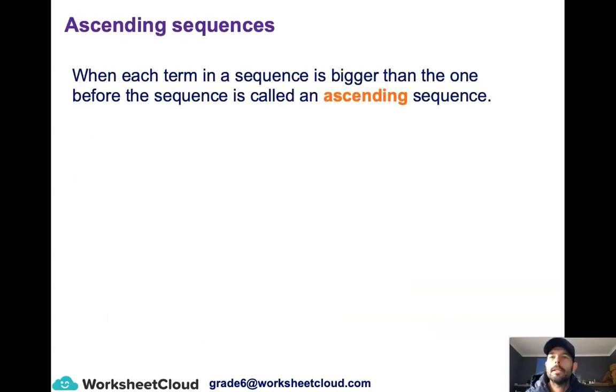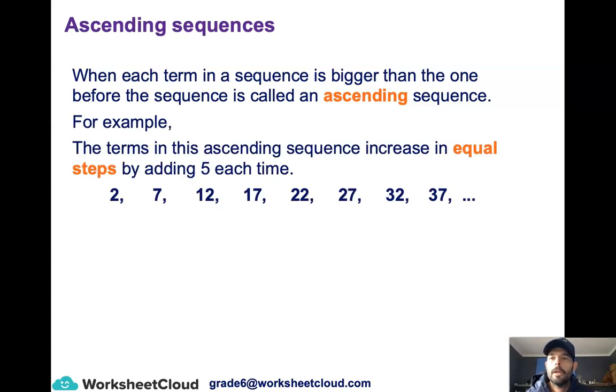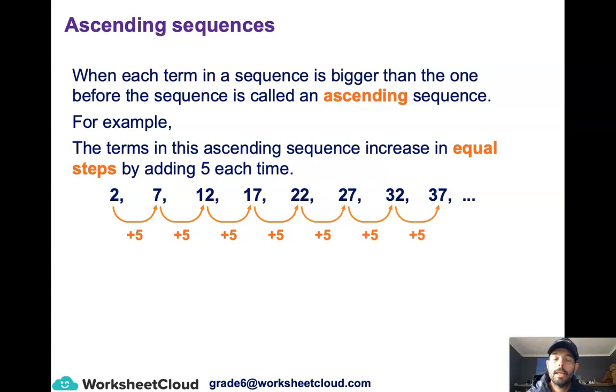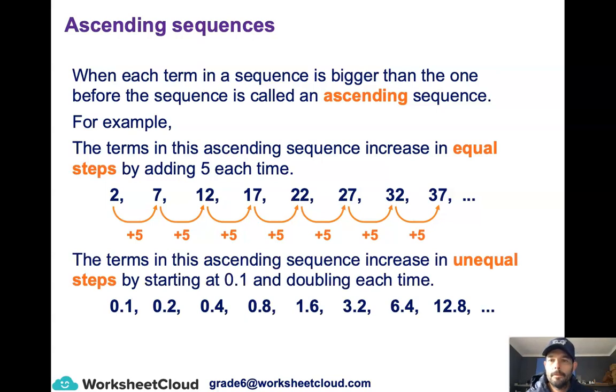Next thing we're going to look at is ascending sequences. Ascending is smallest to biggest. When each term in a sequence is bigger than the one before, it's called an ascending sequence. So here's an example. You can see all the numbers are in order from smallest to biggest, and the sequence increases in equal steps. All we're doing is adding 5 each time, which is indicated on your screen right now. And again, make sure you notice it's an infinite sequence with the 3 dots at the end.